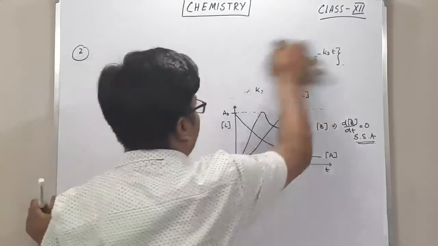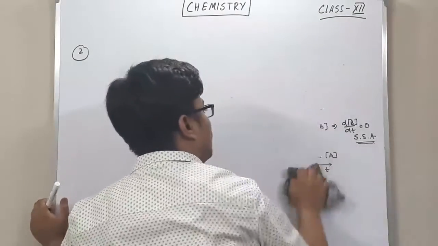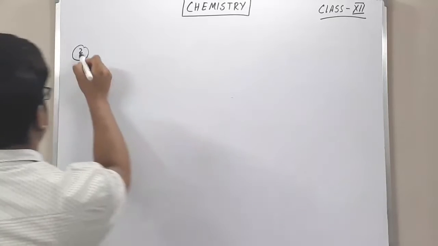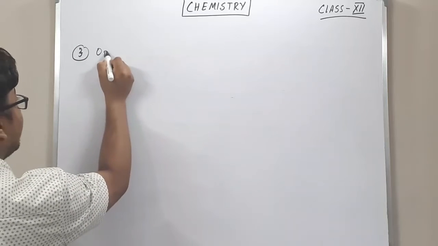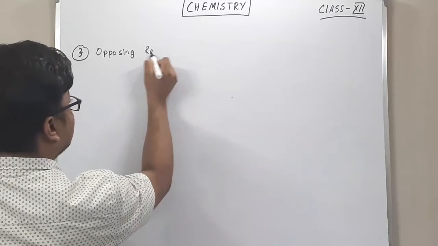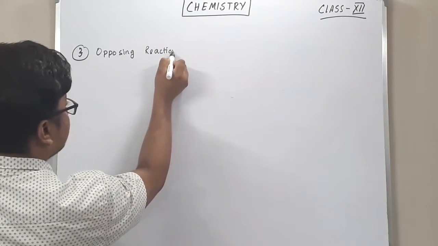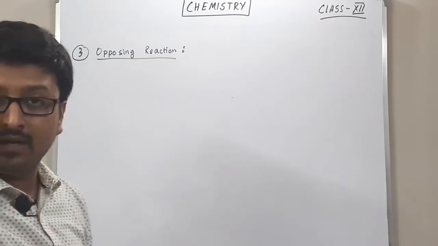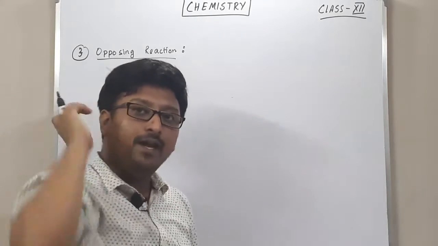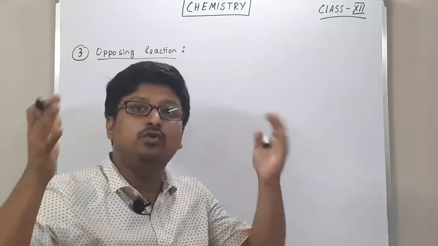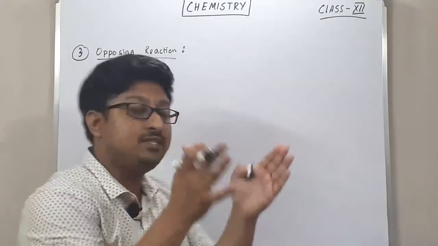Acha. The last reaction of this complex part is called the opposing reaction. Now, the opposing reaction concept is known to all of you. It is a very simple and straightforward concept. And what does it tell you? It basically tells you that the product and reactant will oppose each other.